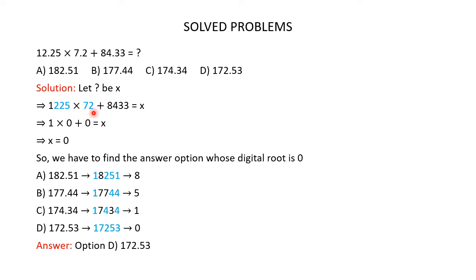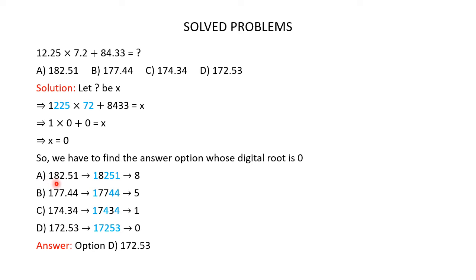7 plus 2 is 9 and 9 is nothing but 0. Here 8 plus 4 is 12, 12 plus 3 is 15, 15 plus 3 is 18 and 1 plus 8 is 9, which is nothing but 0. So now you have 1 multiplied by 0 plus 0 is equal to x. So x is equal to 0. This means you have to find the answer option whose digital root is 0.